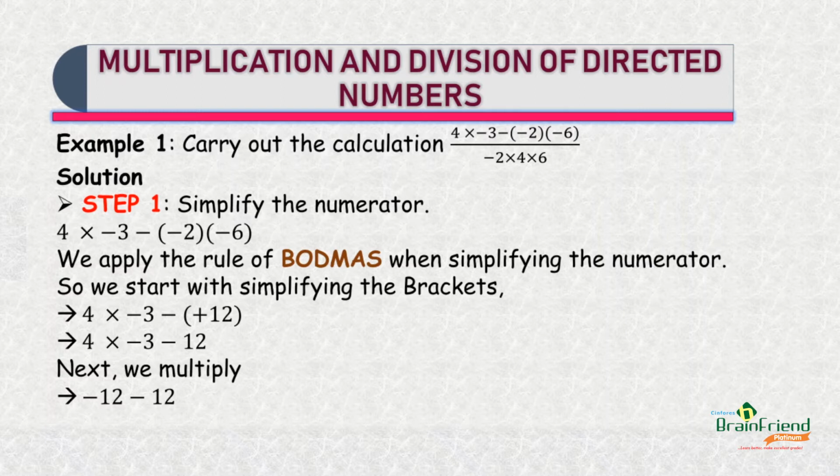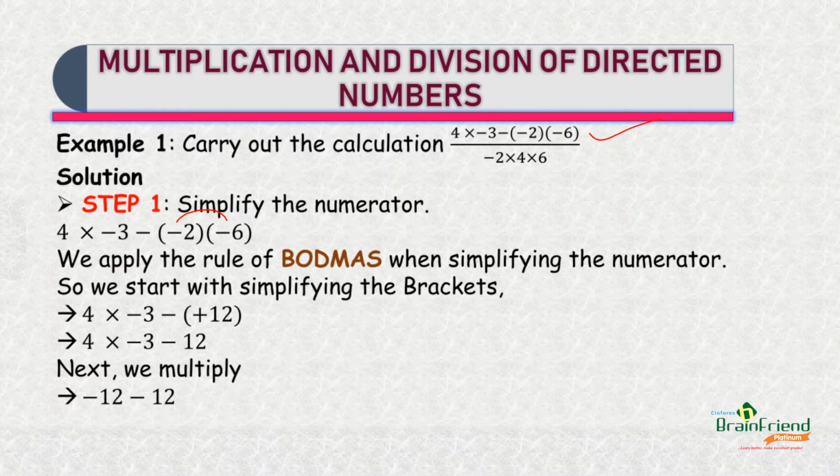Now step 1, we simplify our numerator. Our numerator is 4 multiplied by -3 minus open bracket -2 close bracket open bracket -6 close bracket. Here we apply the rule of BODMAS when simplifying the numerator. So we start with simplifying the brackets. Now -2 multiplied by -6 will give us plus 12.